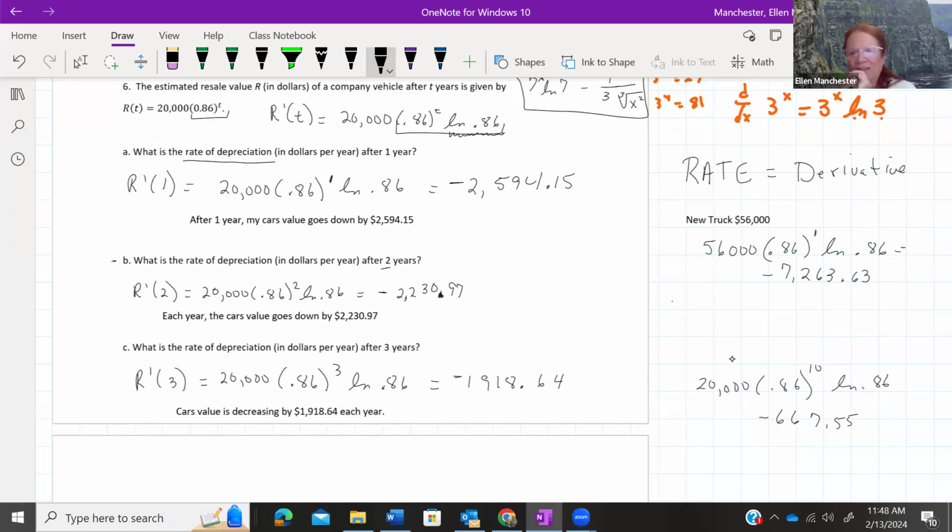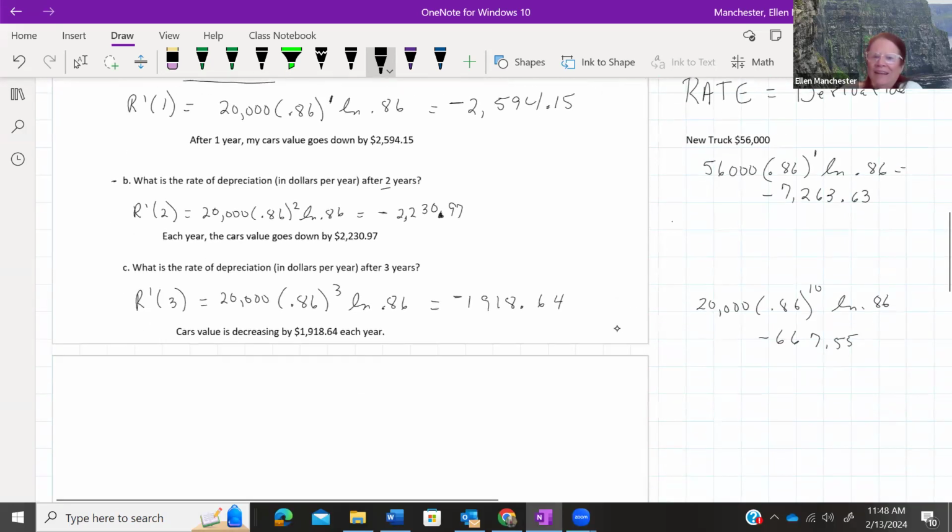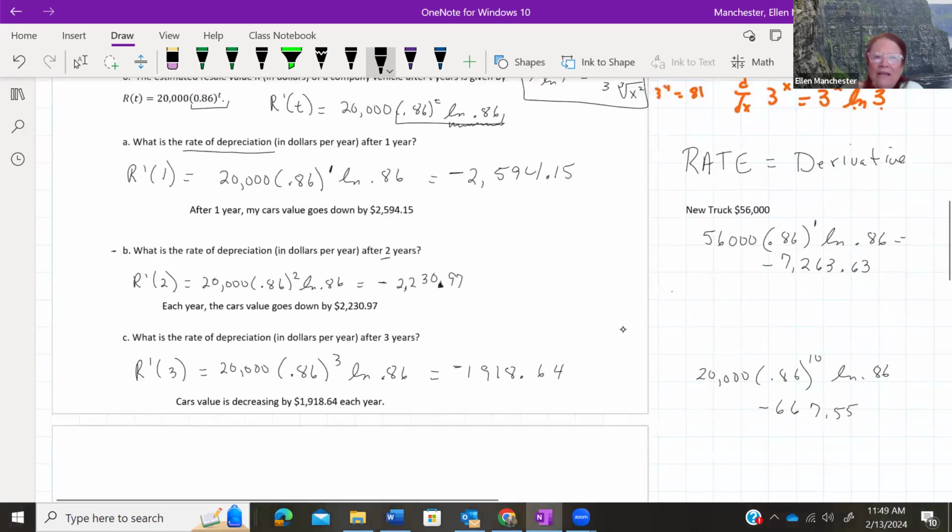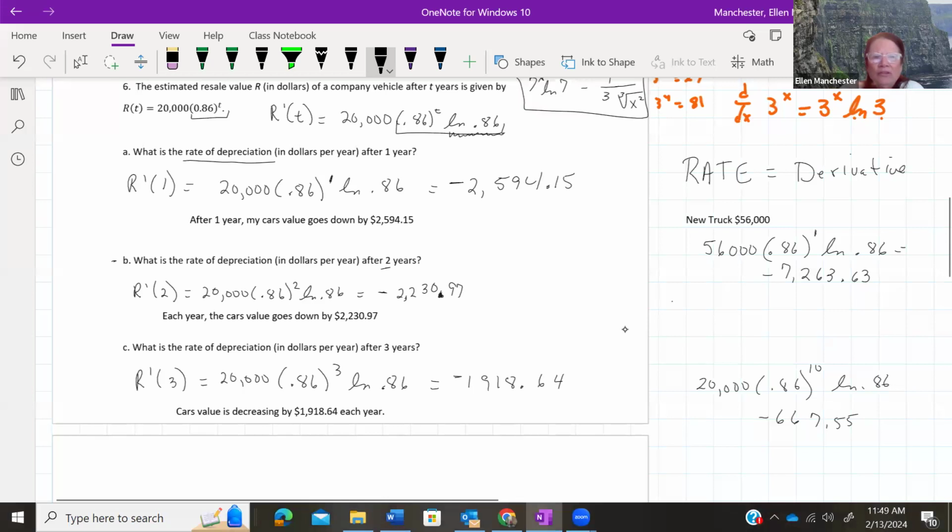So don't ever lease a car unless you are in dire straits and you have no other choice. Sometimes businesses will lease several cars, and that's just a write-off. But as a personal car, I would never recommend leasing a car. They hide those fees, and there's nothing you can do. You cannot get out of those fees. Okay. All right. Any questions on this type of problem?